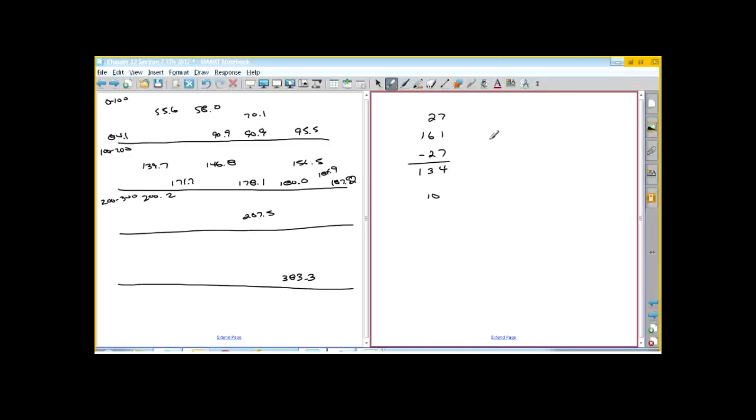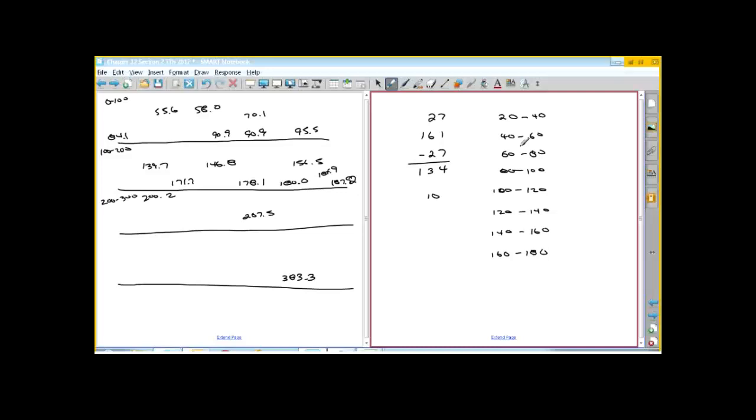So I would go to the next case, which would be 20. That might not be so bad. Let's do 20. So let's go from 20 to 40, 40 to 60, 60 to 80, 80 to 100, 100 to 120, 120 to 140, 140 to 160, 160 to 180. So I have 8 classes.